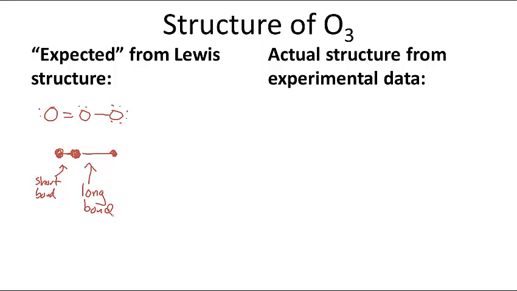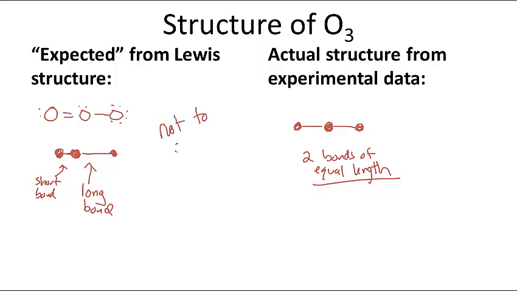But when they actually study ozone, they find that there are 2 bonds of equal length. So there isn't 1 double bond and 1 single bond. There are 2 bonds that are of equal length. And I'm just going to note that this is not to scale. And with that, we will stop.